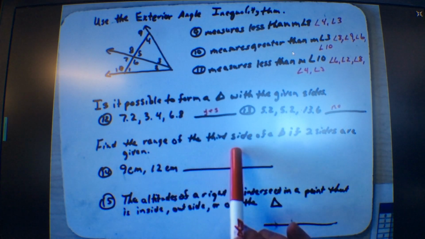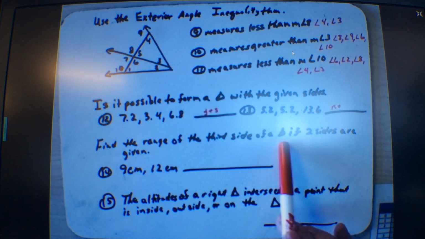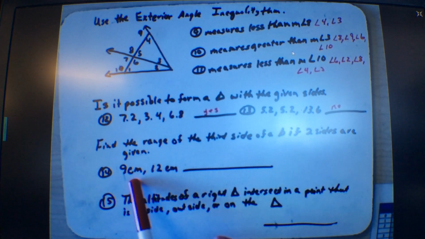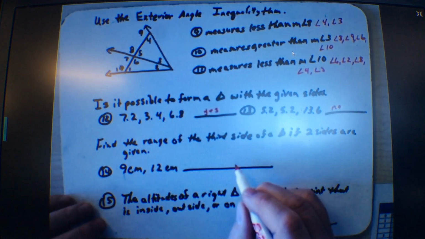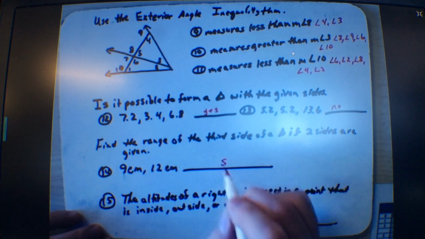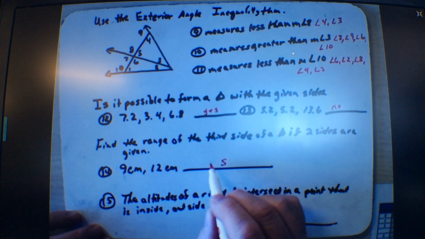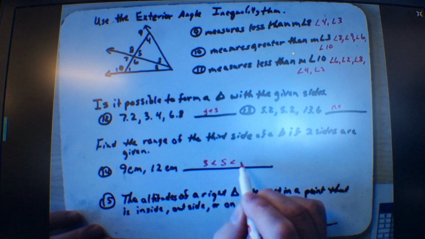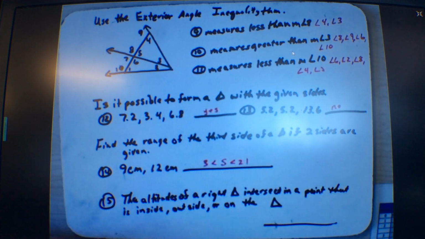So, find the range of the third side of a triangle if 2 sides are given, so 9 centimeters and 12 centimeters. So what should I write? 21? No. It's the greater one minus the lesser one. Put the side is greater than 3 and then the side is less than 21. There you go. That's the way I want it. Okay? I don't know where you were going with that, but you were going 100 miles an hour, all right.